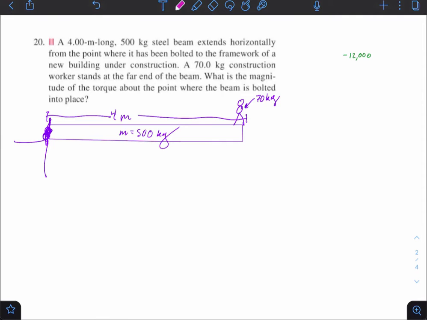What is the magnitude? Oh, magnitude, which means that that negative sign should not be there, of the torque about the point where the beam is bolted into place. So we have 2 torques. We're going to label all of our forces, right? You can say there is a normal force or an applied force or tension force, some force where the bolt is holding the beam upward on the left side. So there is a normal force there. We have the force of the beam here, and we have the force of the construction worker here.